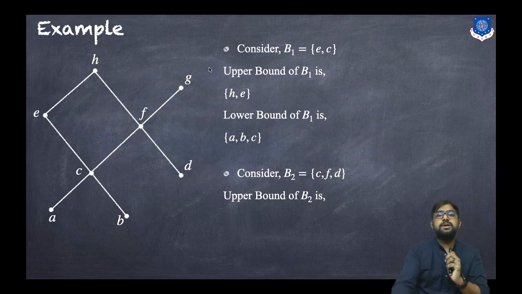Now next, just consider G. So can we go from C to G? Yes. Can we go from F to G? Yes. And can we go from D to G? Yes. First C to F and then F to G. So G is also an upper bound.